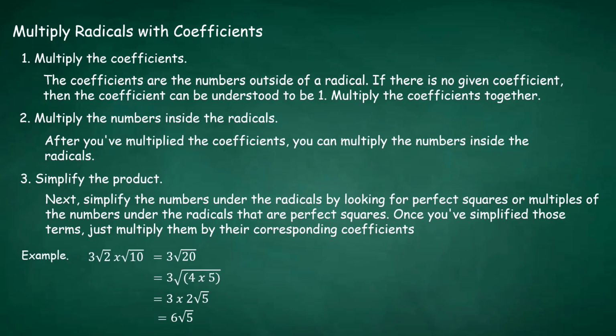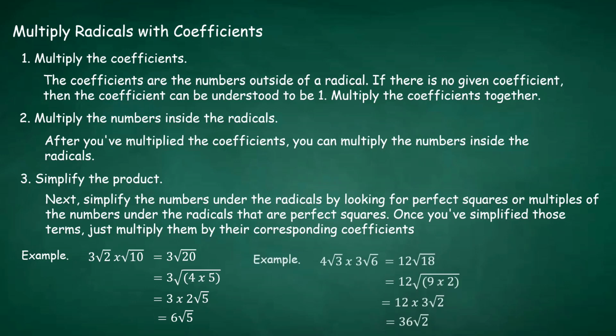Example. Multiply the coefficients. Since the coefficient of square root of 10 is not visible, it is understood to be 1. So 3 times 1 is equal to 3, and then multiply the numbers inside the radical. 2 times 10 is equal to 20, so the expression becomes 3 square root of 20. Simplify, you have to factor 20. So the factor of 20 is 4 times 5, and then take the square root of 4. The square root of 4 is 2, and then pull out 2 from inside the radical. So 3 times 2 is 6. So the answer is 6 square root of 5.